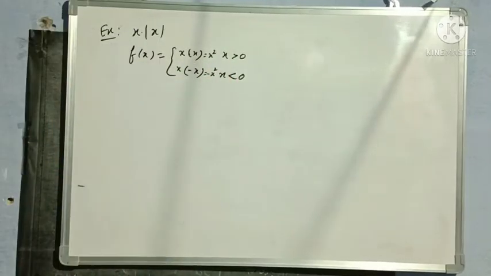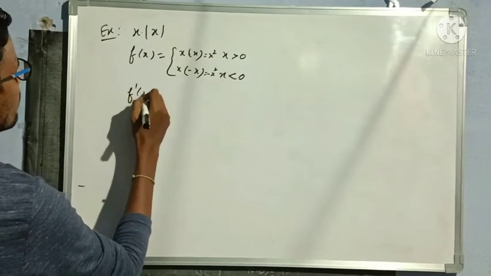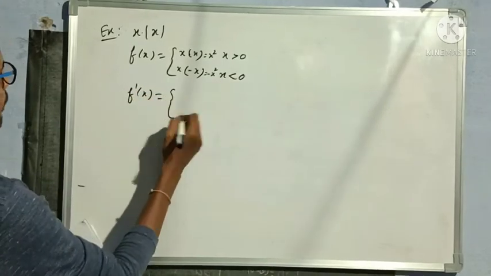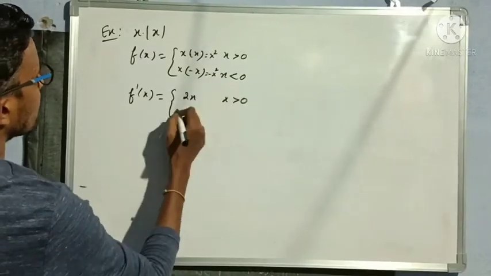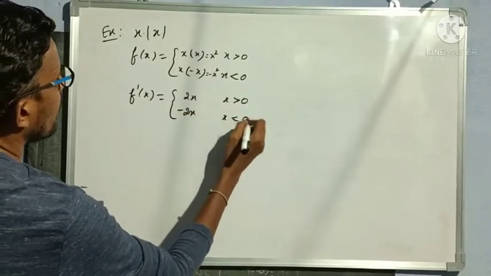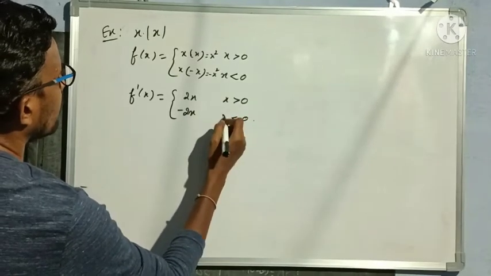Okay. So now let us take f dash x. F dash x of x square is 2x, the same when x is greater than 0, and minus x square is minus 2x when x less than 0. I hope up to here everybody understood.